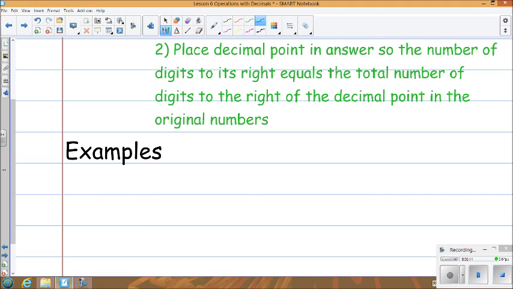So for the first example, we'll do 0.5 times 0.3.